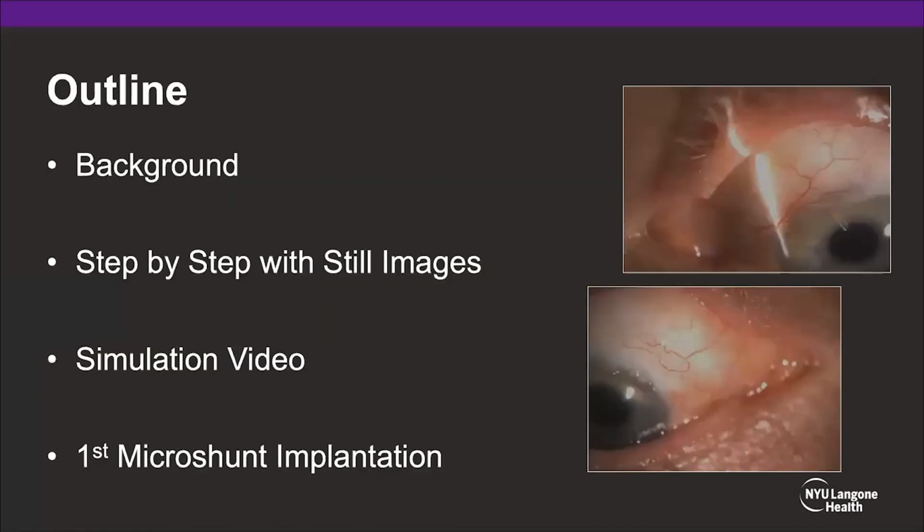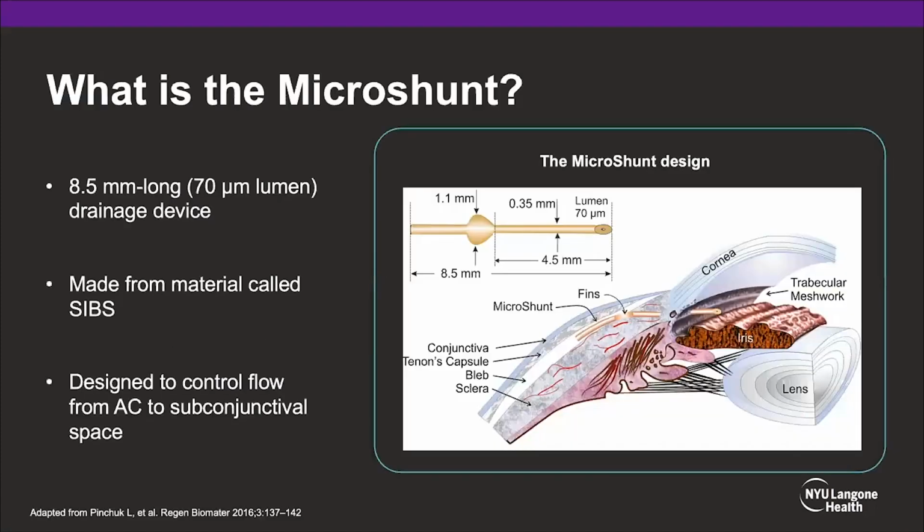So a brief outline, what I'm going to walk you through today is just some background on the Microshunt, and then we're going to go through a step-by-step of the implantation technique with still images, which is, I think, a nice way to learn. Then I'll show you a video simulation with the simuli, and then follow with my first Microshunt implantation to try to put all the steps together into one video and show you some pearls for how to achieve successful implantation and get blebs like we see here, which are not always so easy.